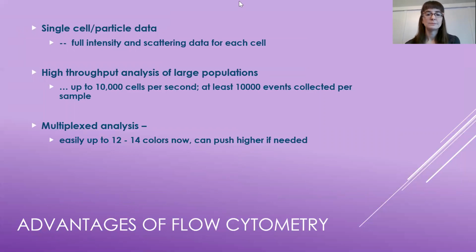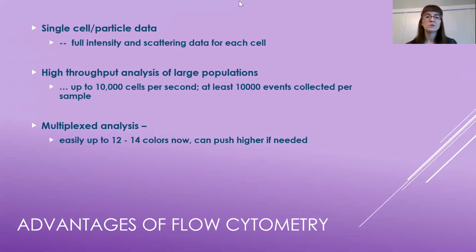All right, so what are the advantages? Why do people like flow cytometry so much for particular applications? The first main thing is that this gives you single cell data, which means you get the full array of every single fluorescent channel and the scatter for every single cell. So you can imagine these are very large data sets with a lot of information, and you can do it for a lot of cells very quickly.